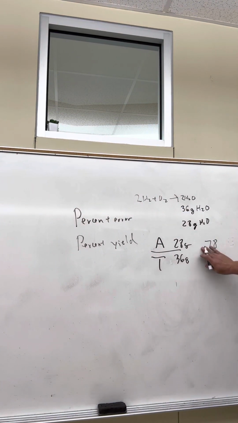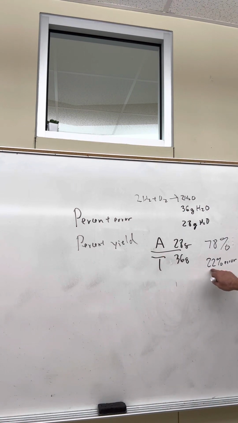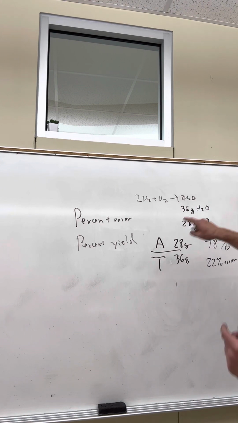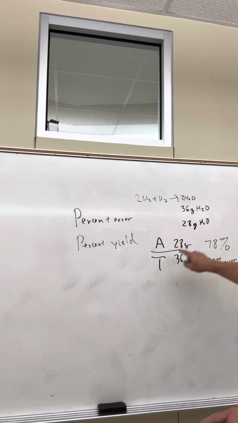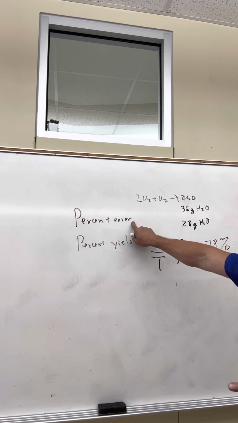All right, which basically we could say is 78% yield. So you got a 78% yield. You were supposed to get 36, you only got 28, that's a 78% yield. That also means though, that you had a 22% error. All right, 100% was what your goal was. You have a 22% error. So you have to take your actual, divide it by your theoretical. 78% is your yield. 22% error is your error.